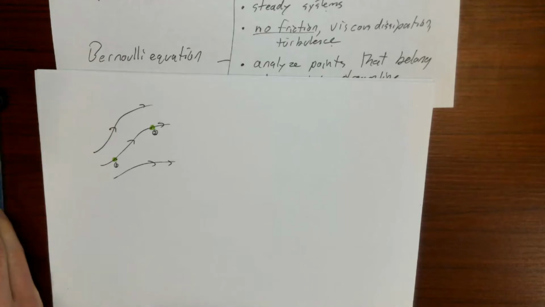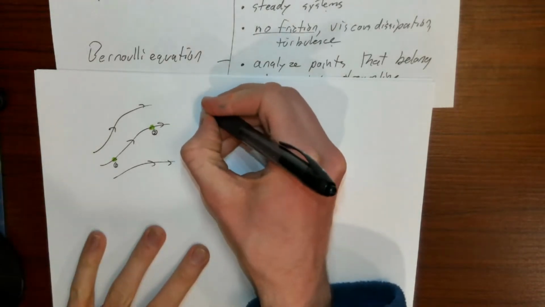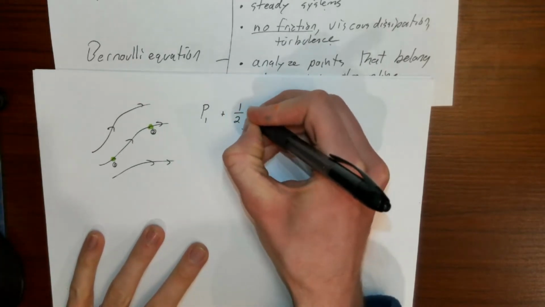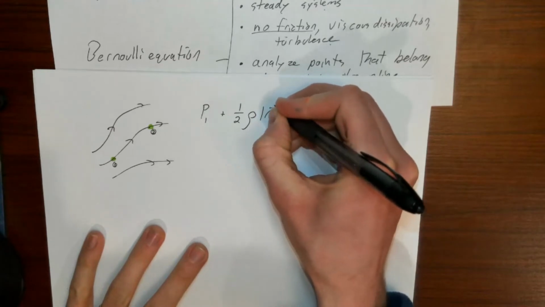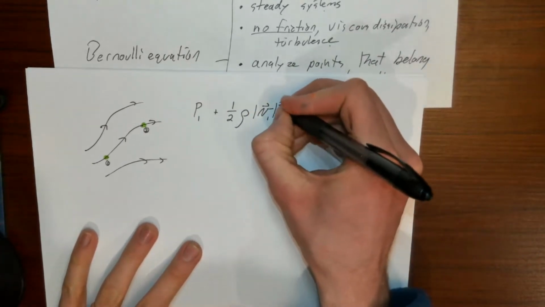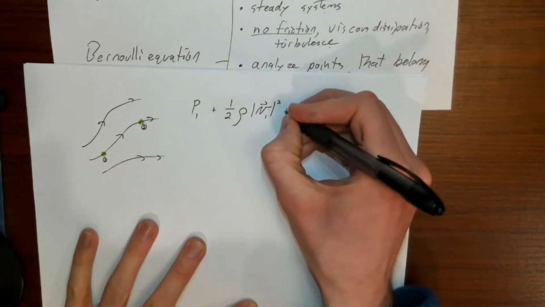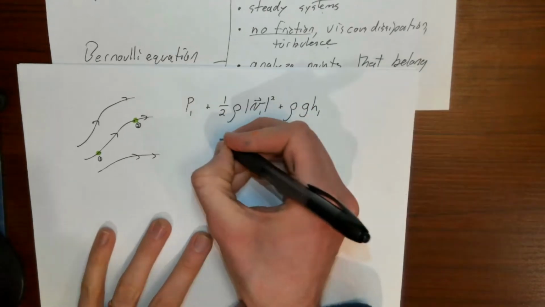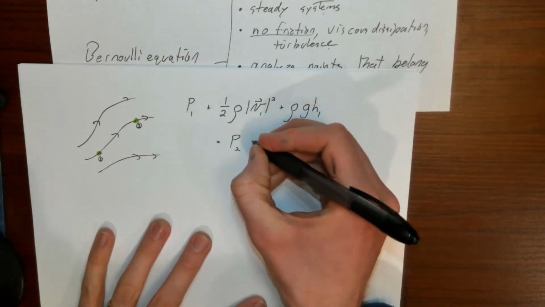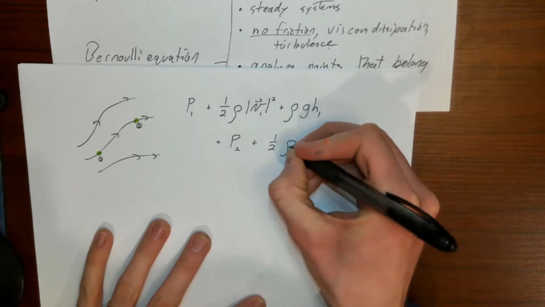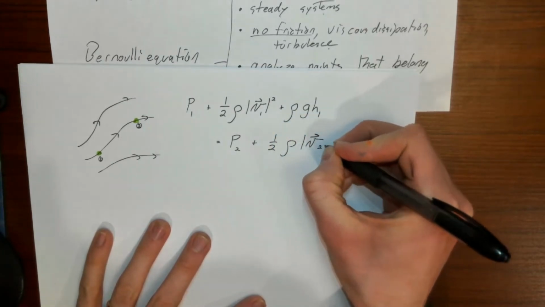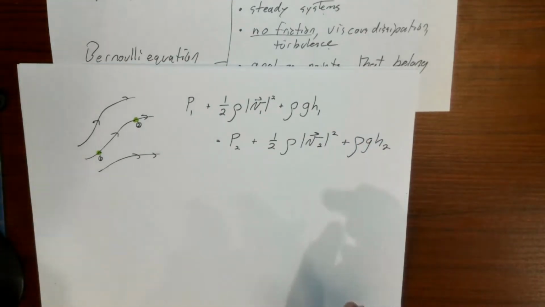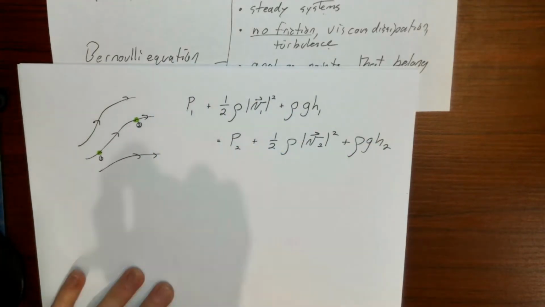And the Bernoulli equation is as follows. It's the pressure at point 1 plus 1/2 rho times the magnitude of whatever velocity we have at point 1 squared, velocity squared, plus rho g h1, and this is equal to pressure at point 2 plus 1/2 rho times whatever velocity we have at point 2, that squared, plus rho g h2. So this is the Bernoulli equation right here.